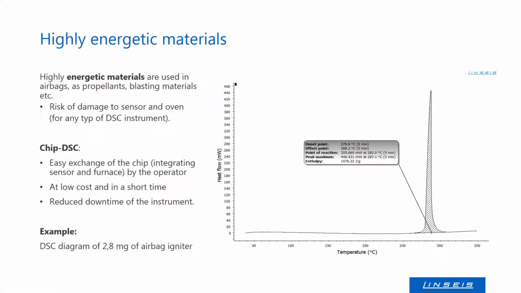The Chip-DSC can also be used for special applications like the measurement of high energetic materials. Highly energetic materials are often used in airbags as propellants or as blasting materials. For any type of DSC instrument, there is a risk of damaging the sensor and even the furnace. In the Chip-DSC, the chip, integrating sensor and furnace, can be easily replaced by the operator at low cost and in a very short time, as shown earlier in this presentation. This reduces the downtime of the instrument drastically. The example shows the DSC diagram of 2.8 mg of an airbag igniter.